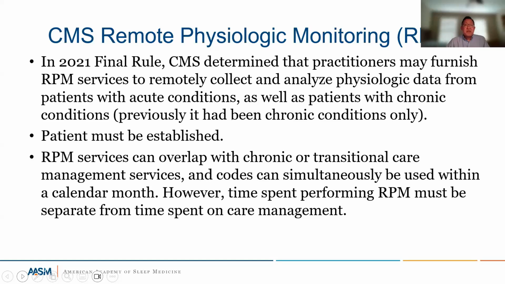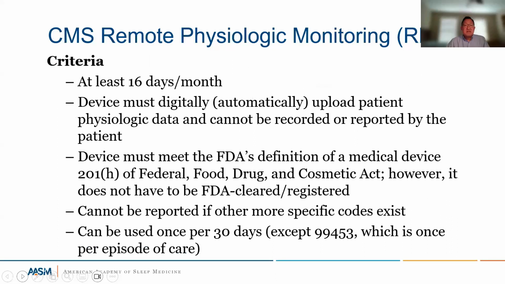The next slide. So here's some general guidelines or criteria for RPM codes. So there needs to be at least 16 days a month in which data is collected, and an FDA-approved device needs to automatically digitally upload patient physiologic data, and it's not something that can be recorded by the patient and reported by the patient.